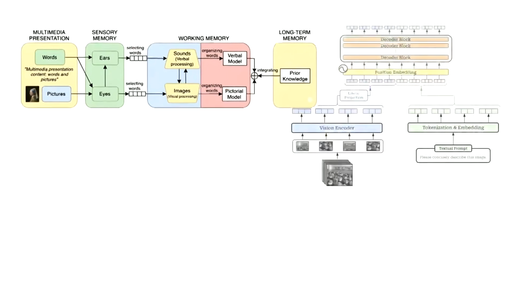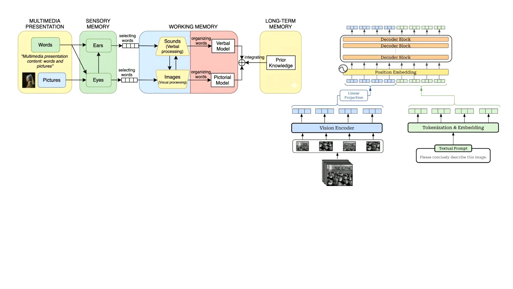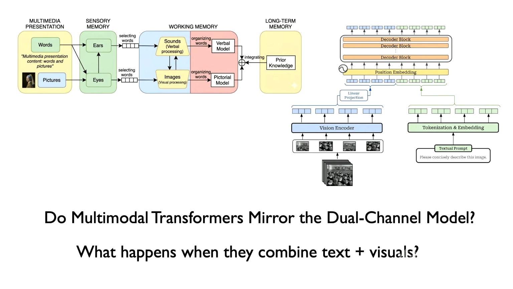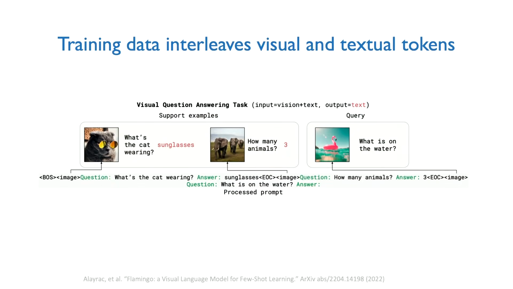So what I wanted to do is think about what's the relationship between these two. Here is a standard diagram for how a visual or multimodal language model works. So what do these things do? I'm going to assume people know what transformers basically do, but do multimodal transformers mirror the dual channel model? That's what I'm asking. And what happens when they combine the text and visuals? What the heck is going on?